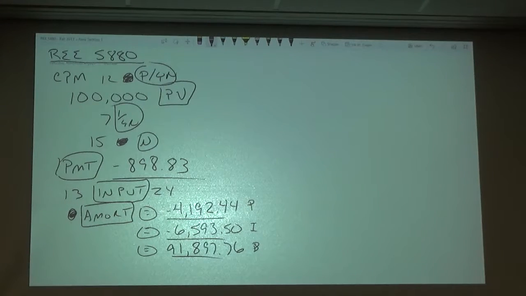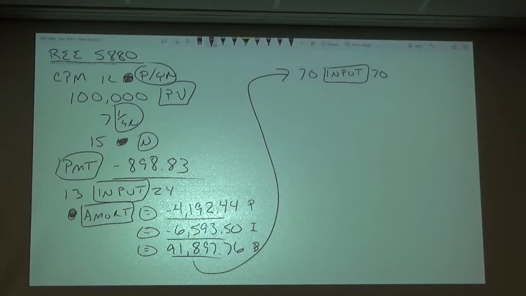We can also just have it work for one singular month or period. So pick a month, any month. 70, okay? So if we wanted it for month 70, we would just continue on. We don't have to reset anything. We just do 70, input, 70, shift, amortize, equal.